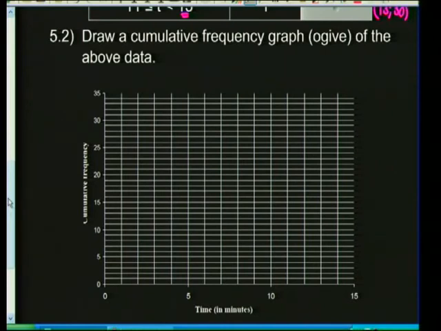Okay, so your first point was 3 and 3. So your x-axis, I'm going to go 2, 3 on my x-axis, and I'm going to go up 3 on my cumulative frequency, and there's my first dot at least.